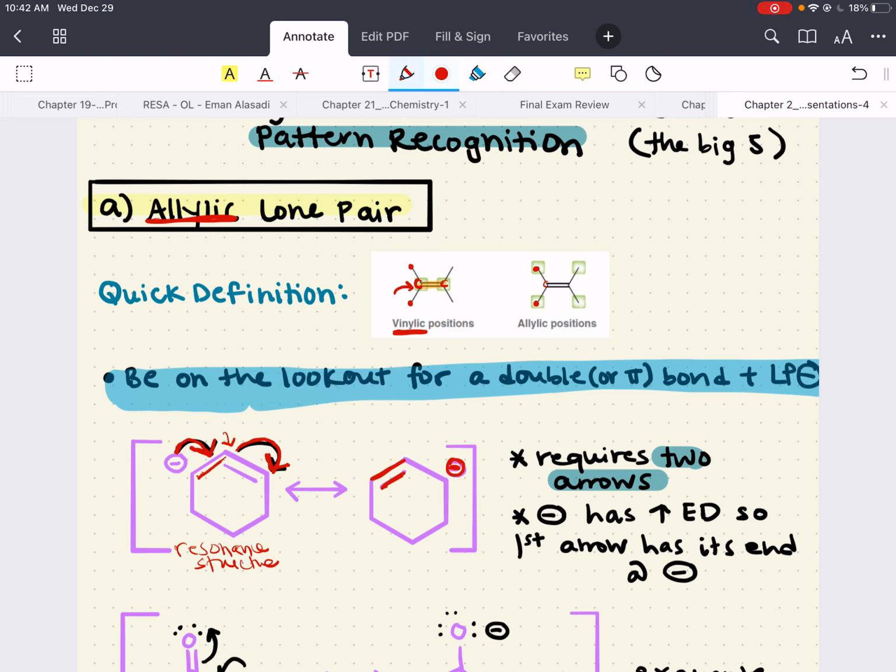Okay, we see a lone pair. We see a lone pair right next to a double bond in the allylic position. All right, this is giving me a hard time.